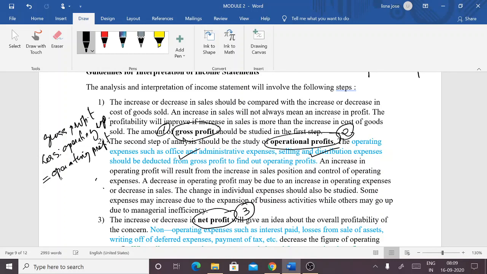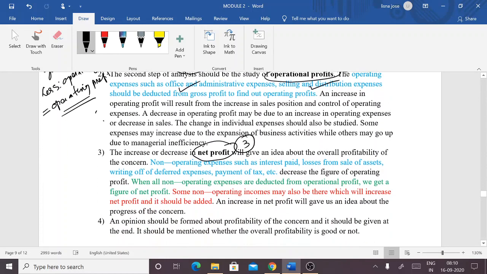Okay, so the figure of operating profit is influenced by what? The operating expenses. If the amount of operating expenses increases, then what happens? That will result in a decrease in operating profit, because from gross profit we deduct the operating expenses and from there we get the figure of operating profit. So this is how you need to interpret the operating profit of a company.